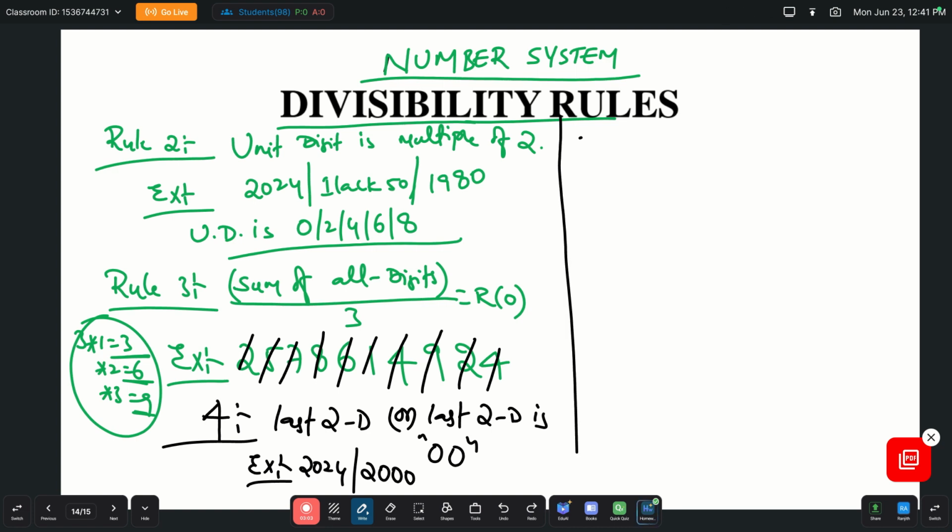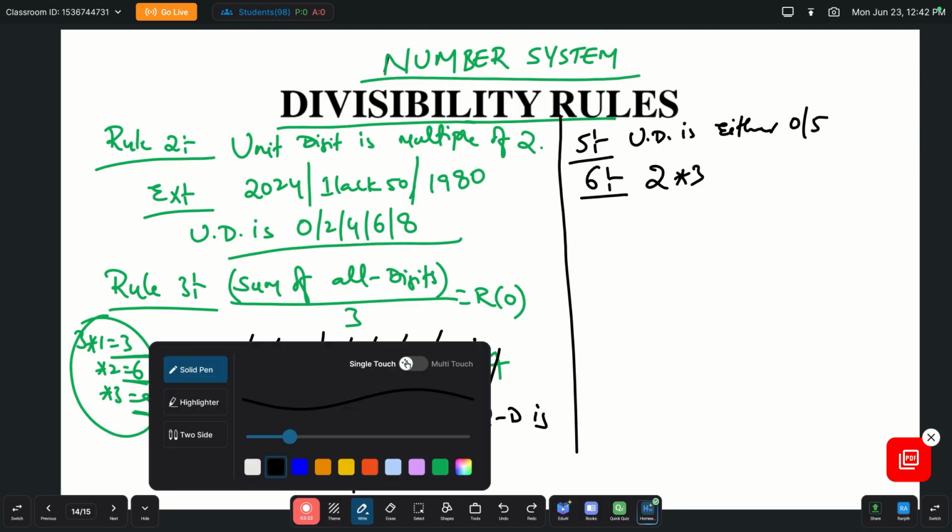What is the divisibility rule for 5? The unit digit is either 0 or 5. The divisibility rule for 6 is the multiplication of 2 and 3.